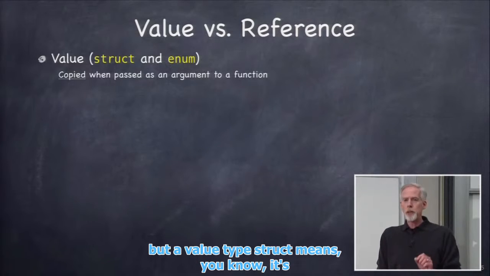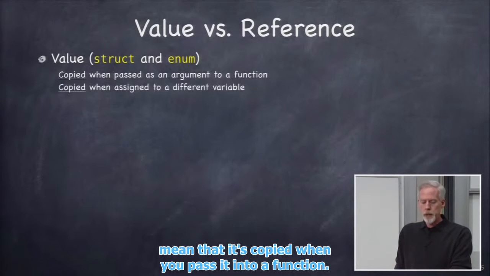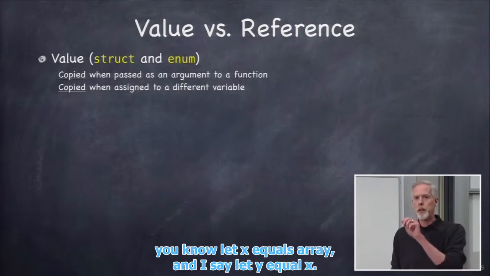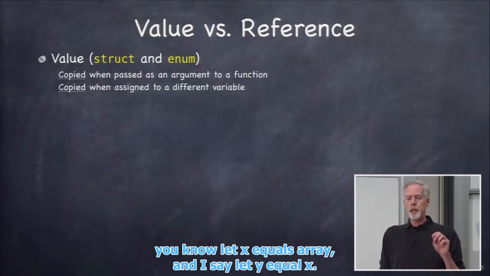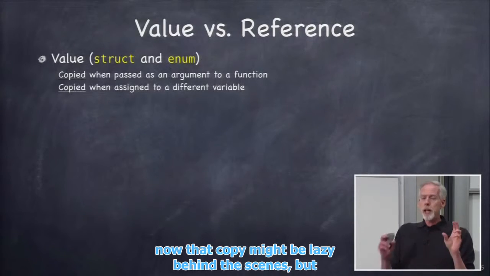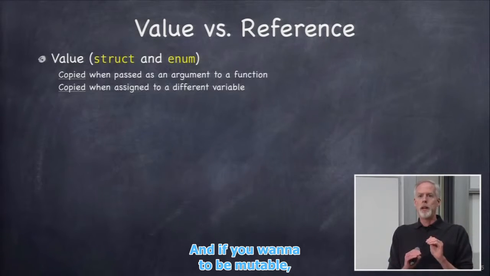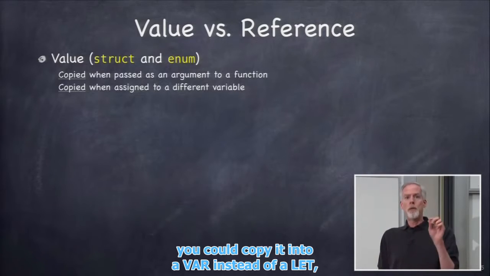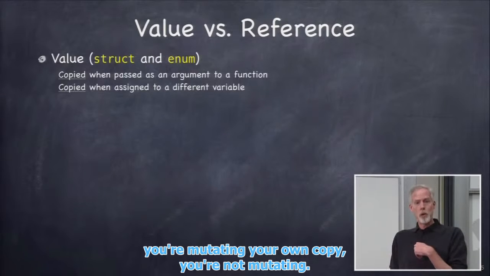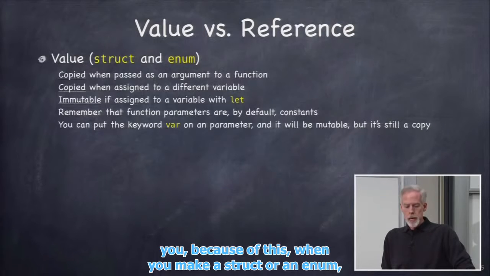But a value type, structs and enums, means that it's copied when you pass it into a function. It's copied when you assign it to a different variable. This one especially gets people, they don't understand this. If I have, let x equal an array, and I say let y equal x, that makes essentially a copy of x. Now, that copy might be lazy behind the scenes, but as far as you're concerned, it's a copy. Okay? And if you want it to be mutable, you could copy it into a var instead of a let, and now you could mutate it. And if you mutate it, you're mutating your own copy. You're not mutating what the other one pointed to. Okay?